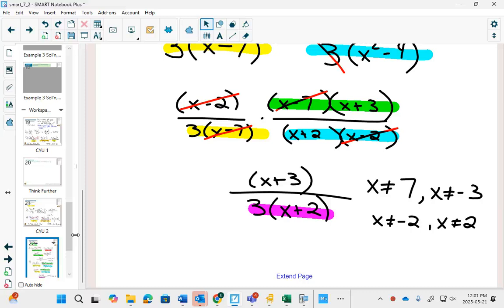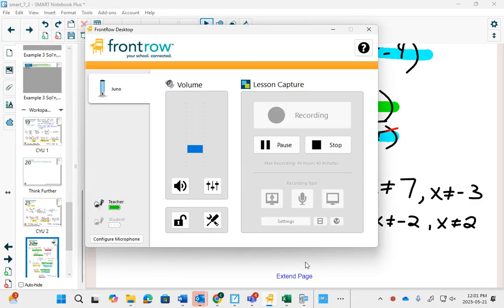Okay, questions to circle for number 3 are 7, 8, and 12. And you still have 4.